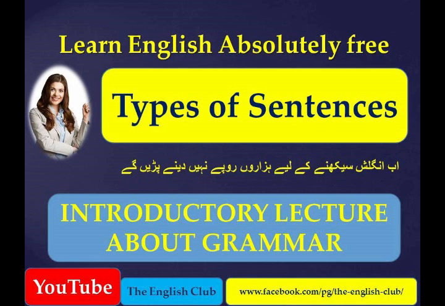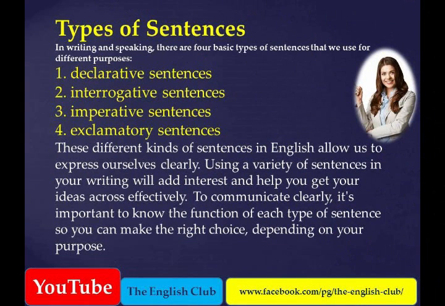So let's go for the topic. The topic is types of sentences in writing and speaking. There are four basic types of sentences that we use for different purposes. First is declarative sentences, and second is interrogative sentences. Third is imperative sentences, and exclamatory sentences are the fourth.